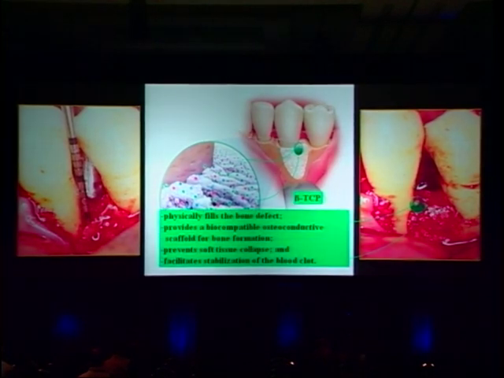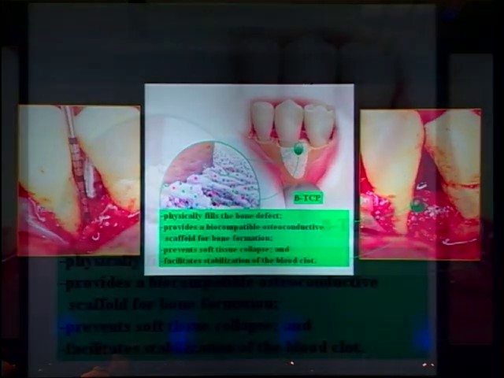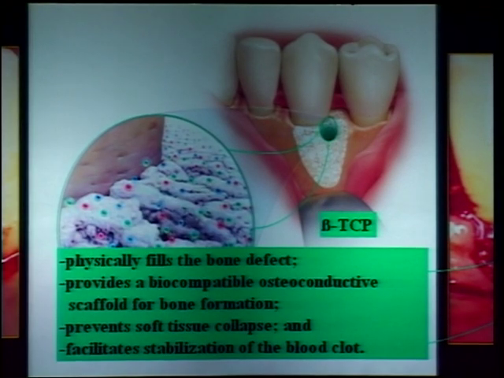With the beta-tricalcium phosphate, it physically fills the bone defect, as you saw, provides a biocompatible osteoconductive scaffold for bone formation, prevents soft tissue collapse, and facilitates a stabilization of the blood clot. And as you saw in my clinical examples, it's a powerful active control. It by itself does a pretty good job. But that's not the only thing that we have going on here.